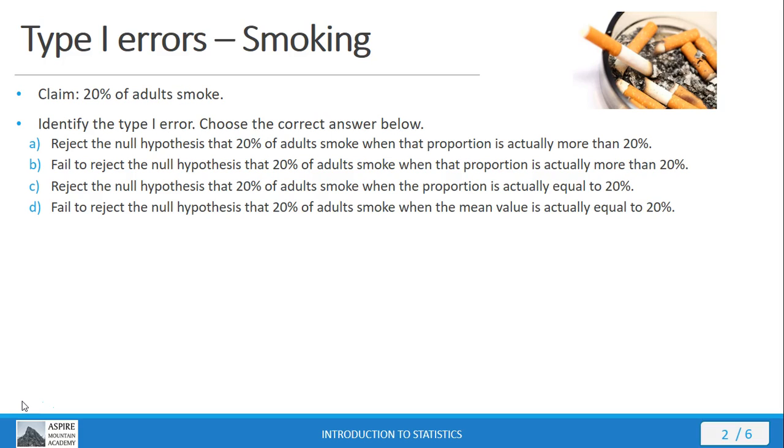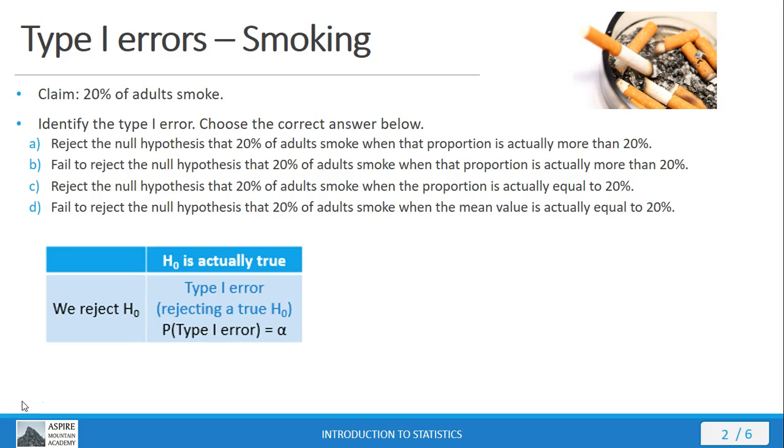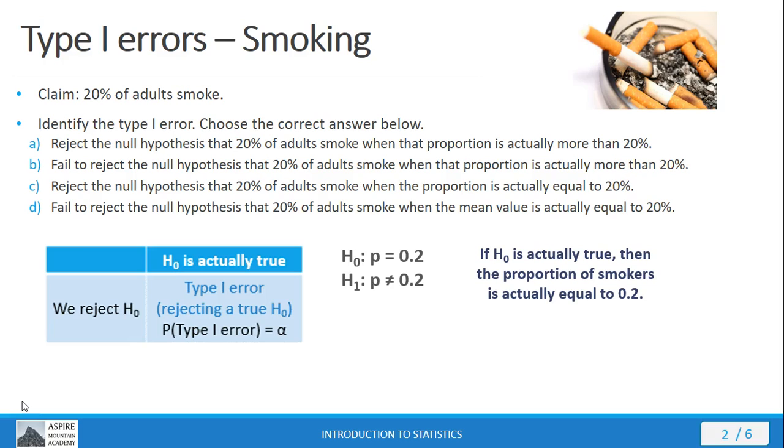Okay, let's see how well you did with this. So, remember, we're going to start off by remembering what a Type 1 error is. A Type 1 error means we're rejecting the null hypothesis when it's actually true. What is the null hypothesis? Well, the null hypothesis here in this case is that the proportion is 20%, the alternative being something different. So, if the null hypothesis actually is true, then the proportion of smokers actually equals 20%. But Type 1 error means we're rejecting it. So, we're going to reject the null hypothesis when it's actually equal to 20%. And that is answer option C.